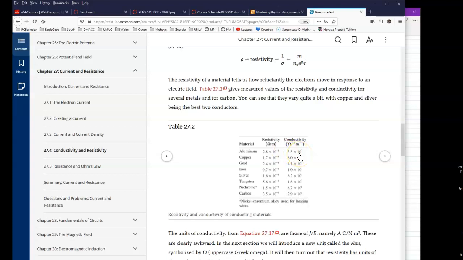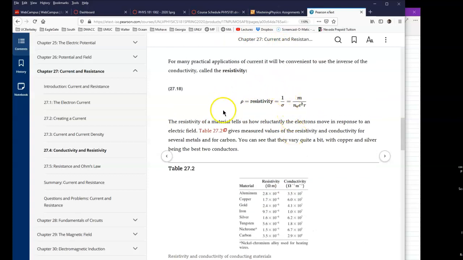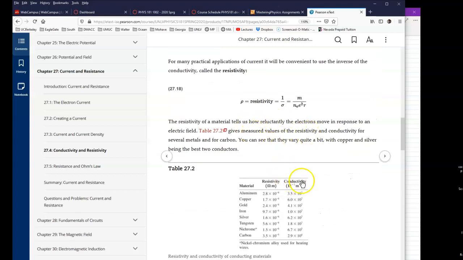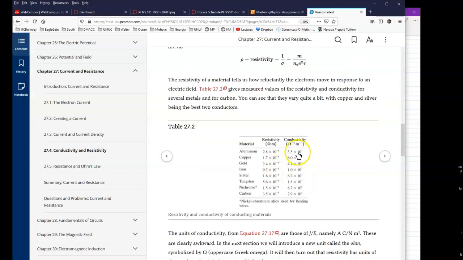We're not studying conductivity much, but this is how you get conductivity, which is the symbol sigma. Resistivity, rho, is equal to the reciprocal of the conductivity. We're not going to deal with it too much, but anyway, here they are. As you can see, the resistivity of carbon is not that small compared, say, to copper or aluminum.